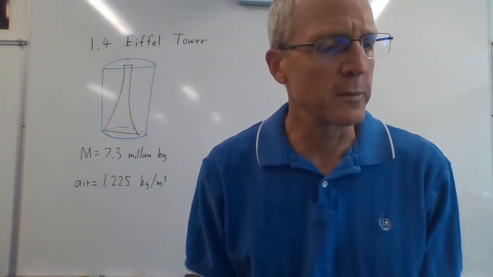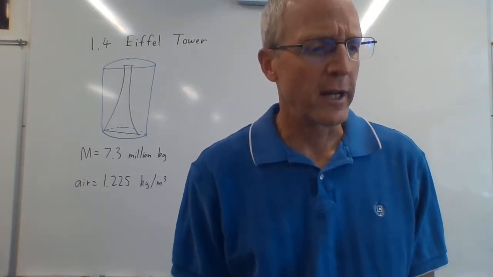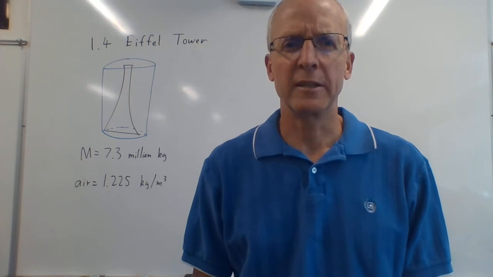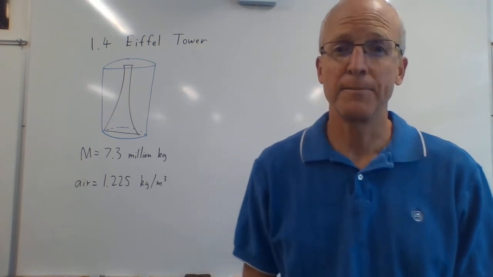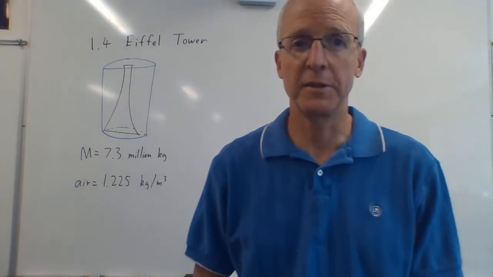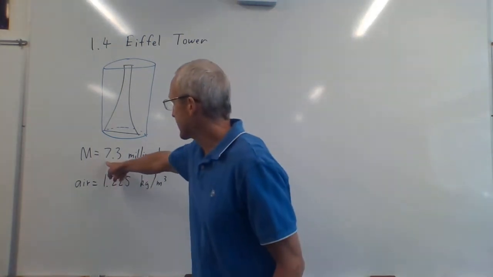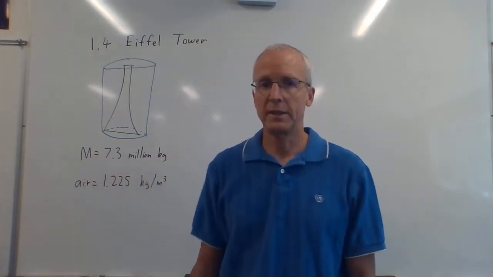They say that if you were to melt all that metal down, it would fill a volume of 930 cubic meters. You don't actually need that number for this problem. I don't know if they just put that there to make it interesting or confuse you or something. But all you need to know is the mass of all the steel is 7.3 million kilograms.